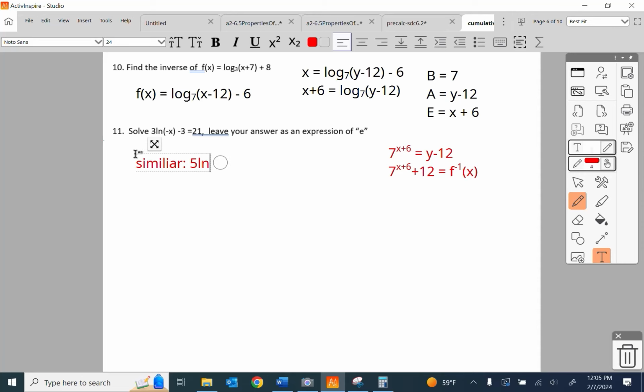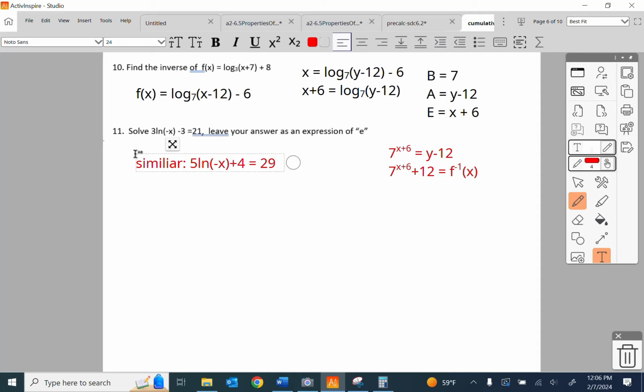Let's do 5 natural log of negative x plus 4 equals, I should probably think this out here, or I just write some random number down, because it looks to me like I made this one not come out too bad. 29.